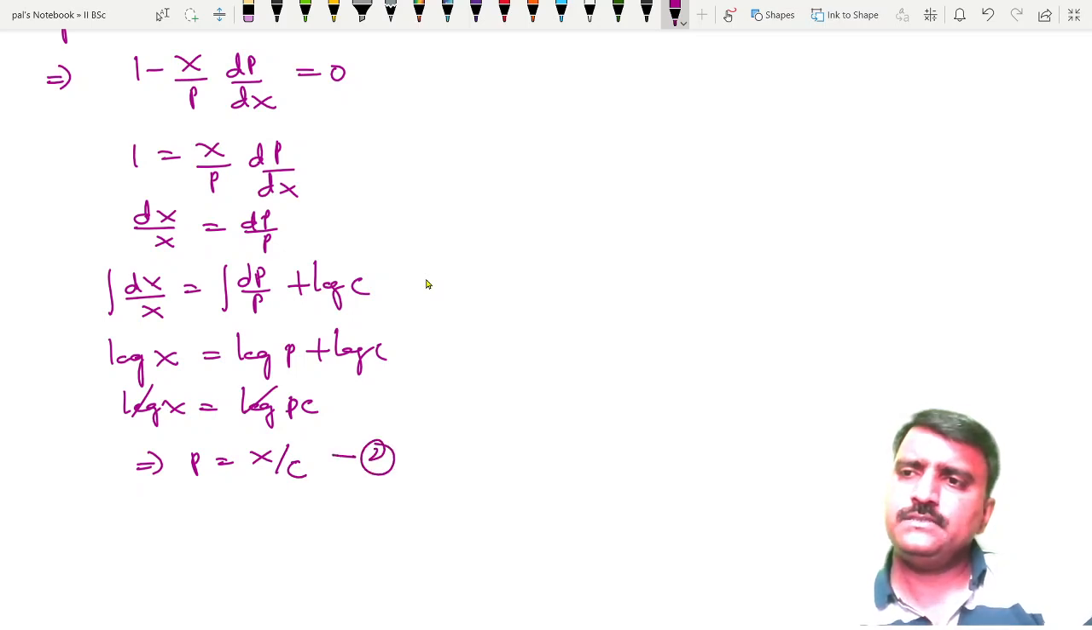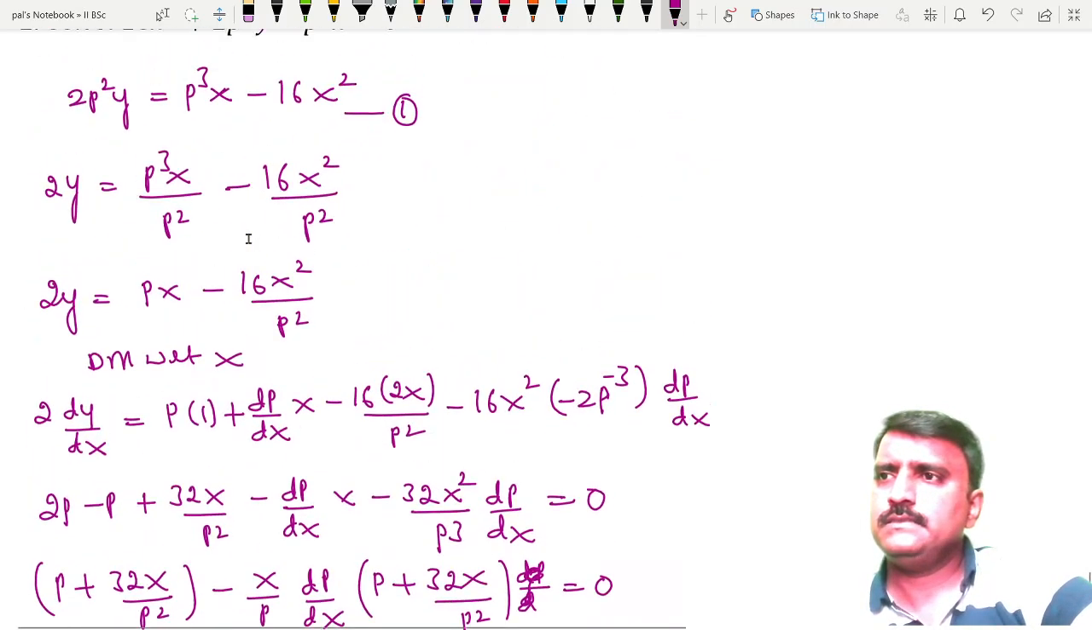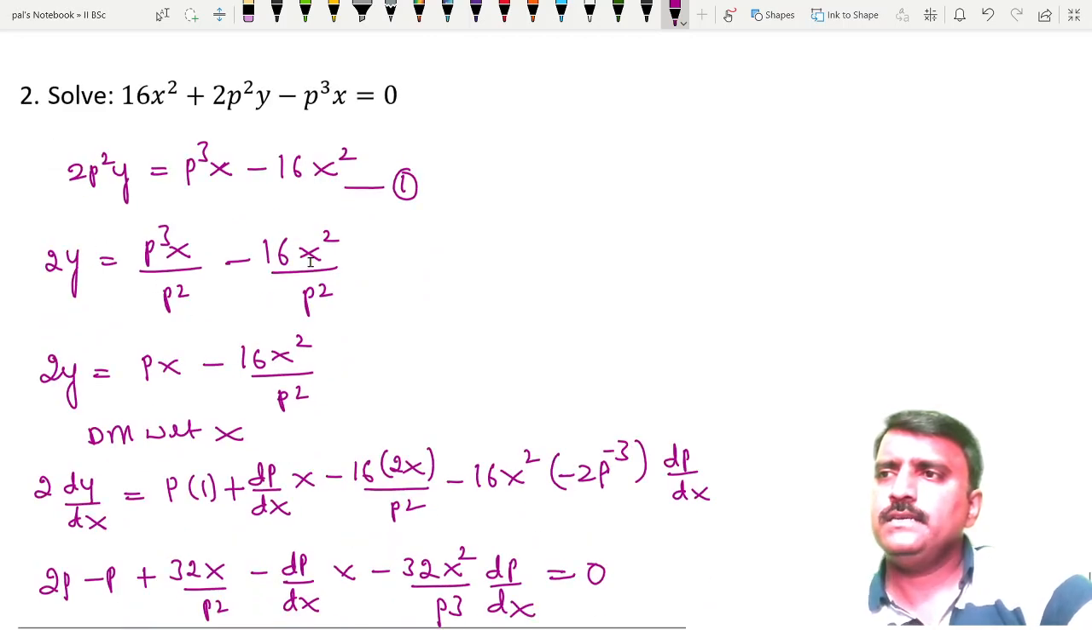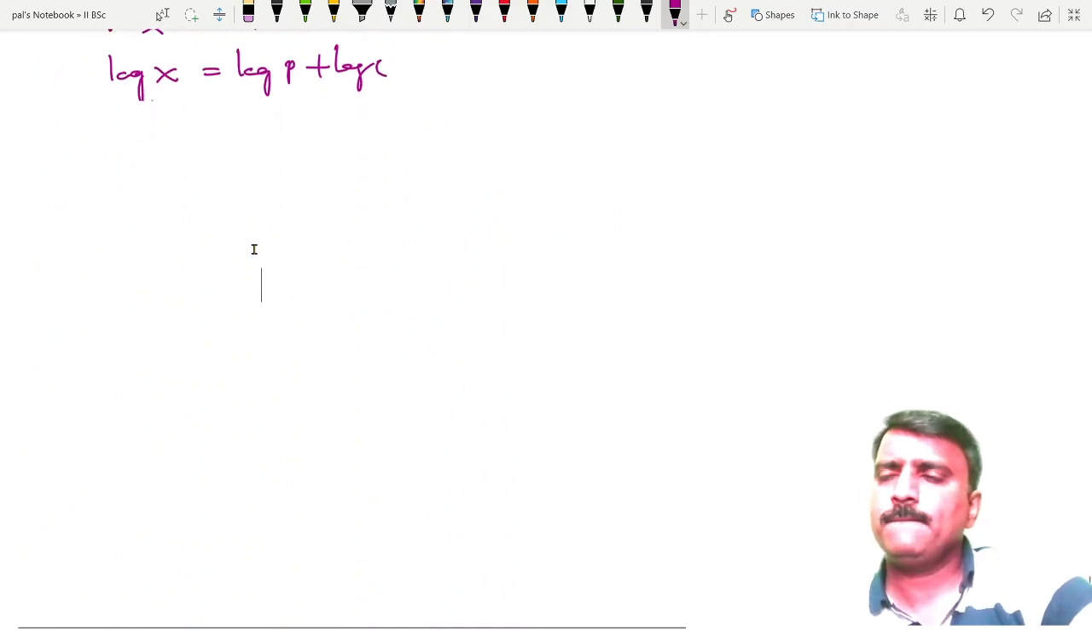Now substituting equation 2 in 1. What was equation 1? So equation 1 is 16x square plus 2p square y is equal to p cube x minus 16x square. In this one you substitute the value of p. Substitute the p value in this. You can substitute in the 16x square term if you want.